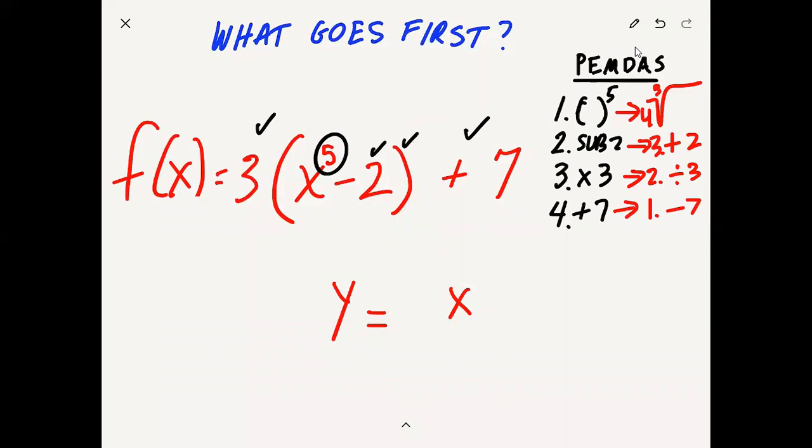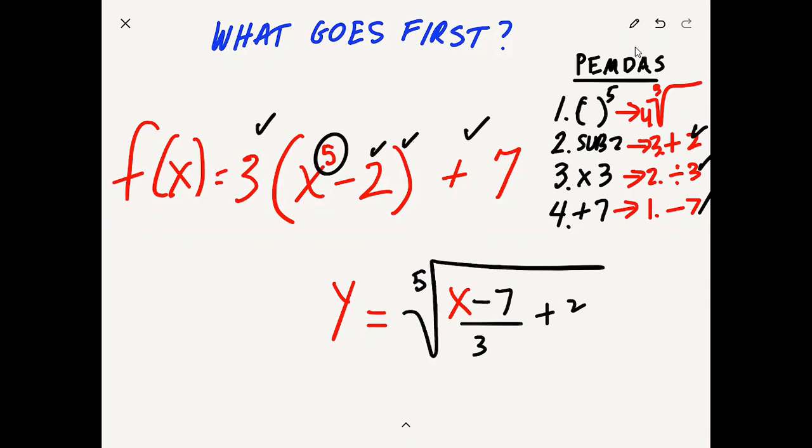First thing that we're going to do is we are subtracting 7 from X. Perfect. Next thing, we are going to divide by 3. So I divide this whole thing by 3. Got it. Next thing I'm going to do is add 2. Got it. And then the last thing I'm going to do is take the 5th root of that entire sum. So I'm going to go bam. And that's the inverse function. All right, let's keep it moving.